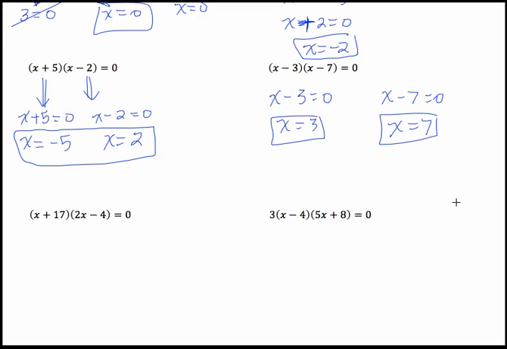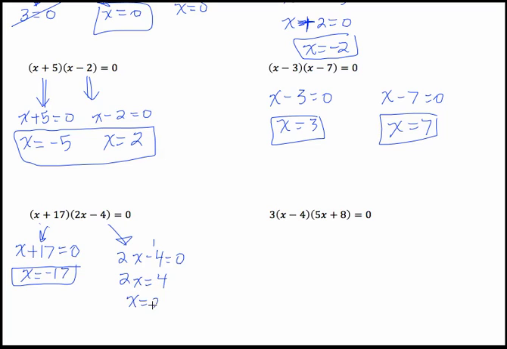Okay, again, pause the video and try these two. These are already in factored form, which makes them easier. So in this one, if we set x plus 17 equal to 0, we get x equals negative 17. That's one solution. And over here, if I set 2x minus 4 equal to 0, oh, there's a tiny bit more work. Okay, so 2x equals 4. Dividing both sides by 2, we get x equals 2.